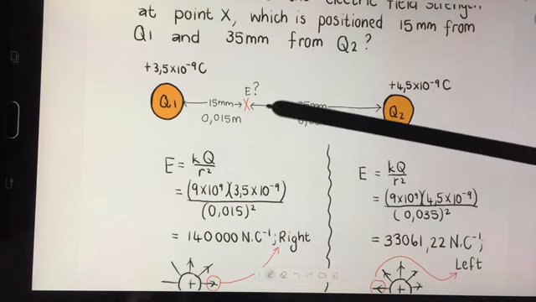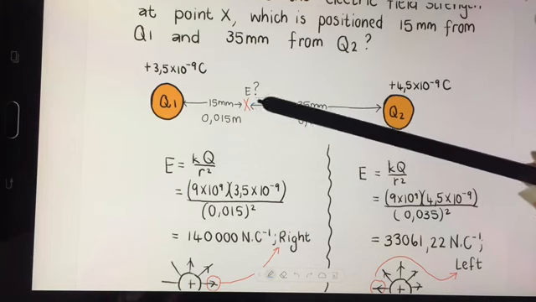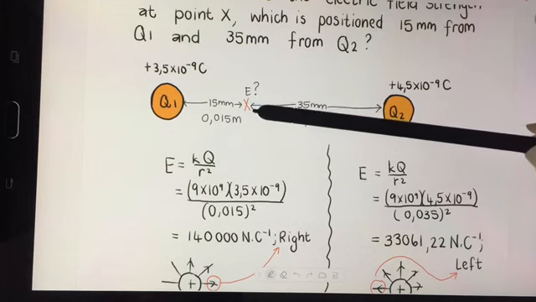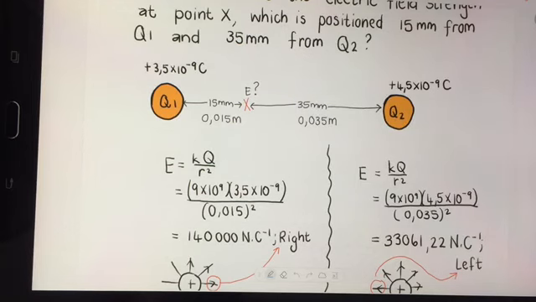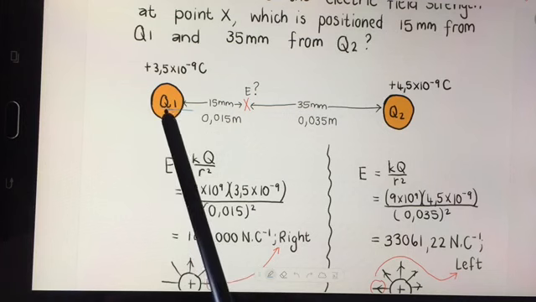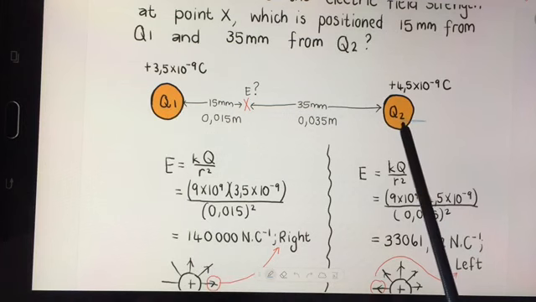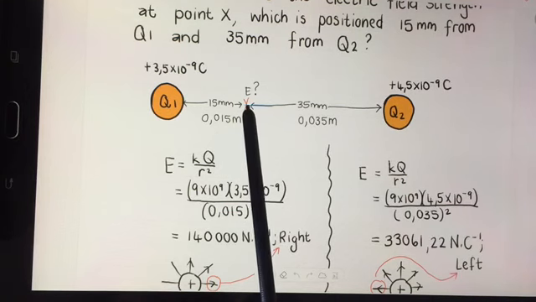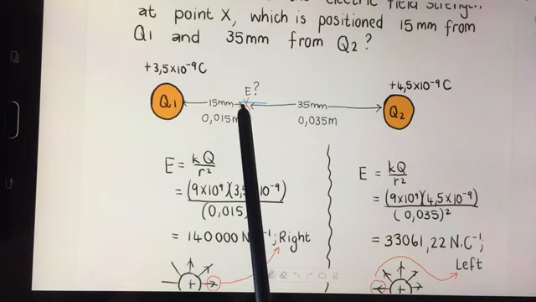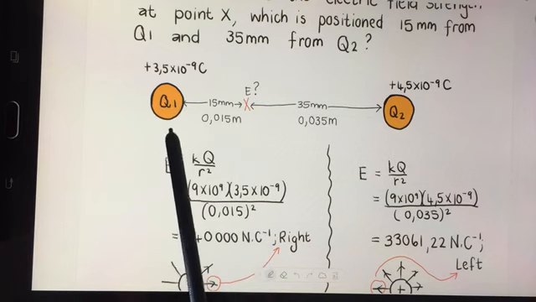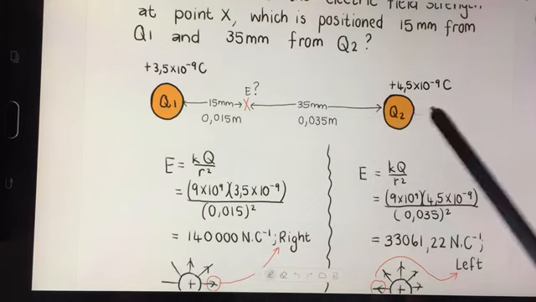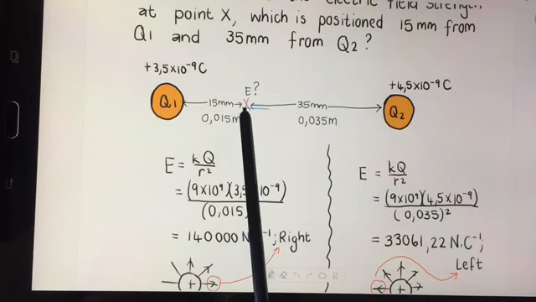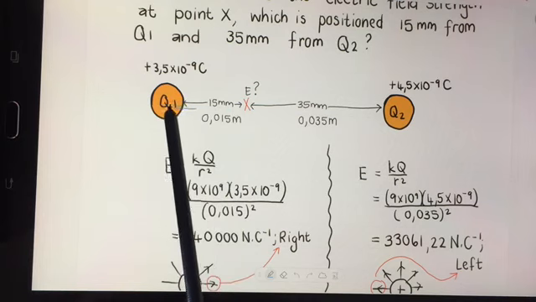So now I want to know the strength of the field at point X. And the strength of the field at point X will be a combination of the field that surrounds Q1 and the field that surrounds Q2. So firstly, we have to calculate the strength of the electric field over here as a result of Q1. So for a second, I forget that Q2 is there, and I say I want the strength of the field a certain distance away from a charge.